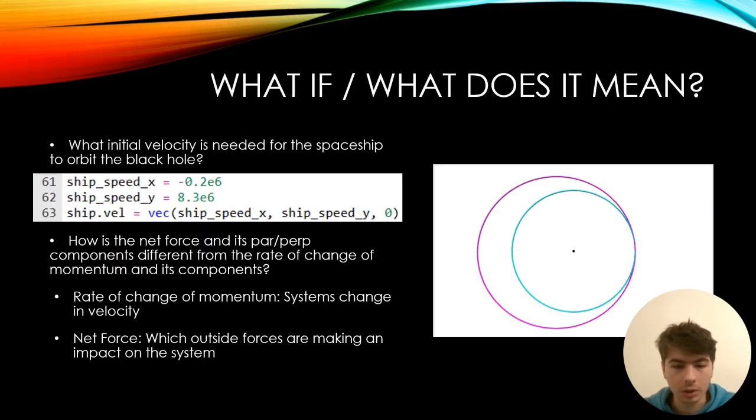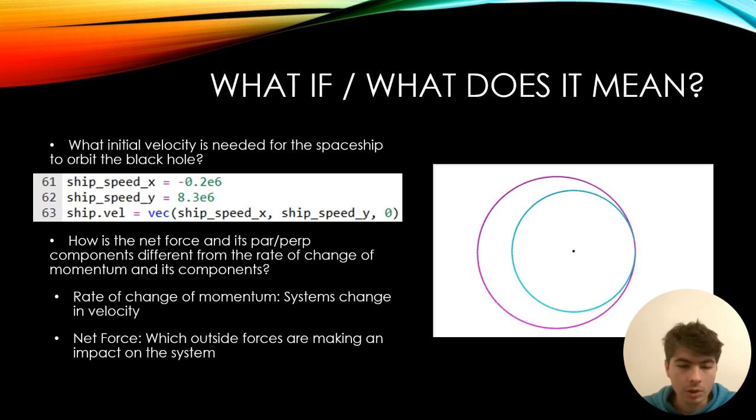So what if or what does it mean? What initial velocity is needed for the spaceship to orbit the black hole? I again found this by trial and error, and on the right side you can see the purple path, the orbit that the spaceship took. The ship speed I set to negative 0.2 e to the sixth, and in the y direction I set it to 8.3 times 10 to the sixth, and that allowed it to do a full orbit continuously around the black hole.